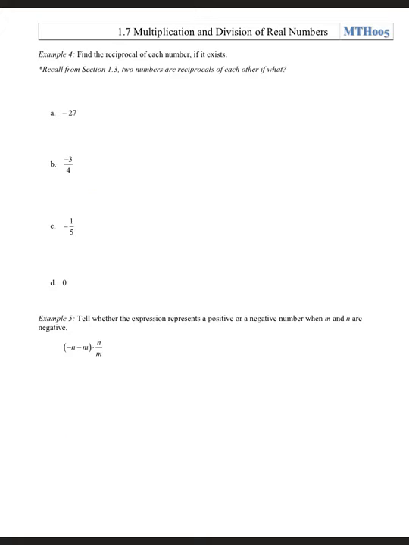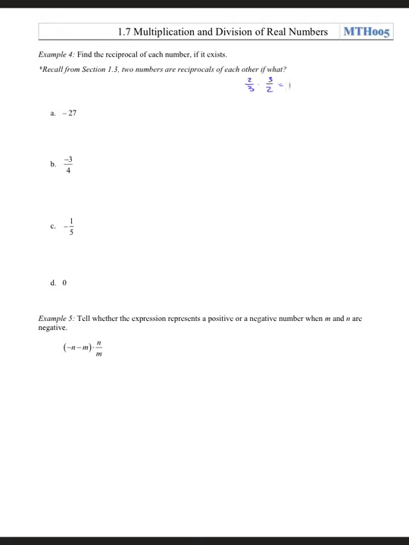Okay, and the last page here. This is stuff that we've done before. Example 4, find the reciprocal of each number if it exists. Recall from section 1.3, two numbers are reciprocals of each other if what? Right, okay, so we know that it means they have to be flipped from one another. So for example, if you have 2/3 and 3/2, they would be reciprocals. But what did we say if you multiply them? Right, you always get 1.